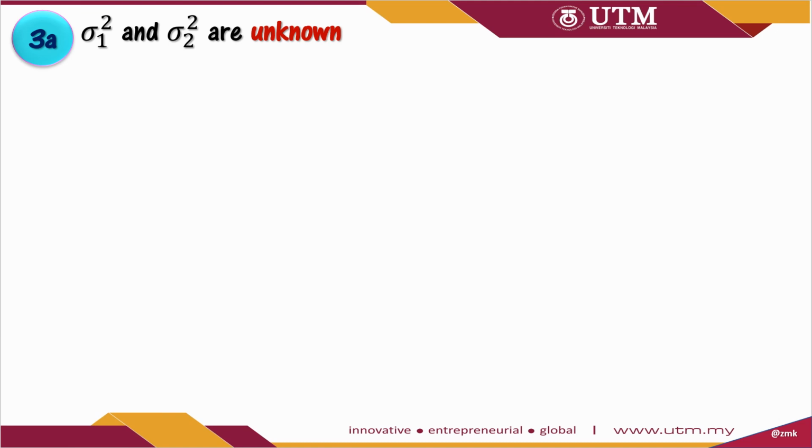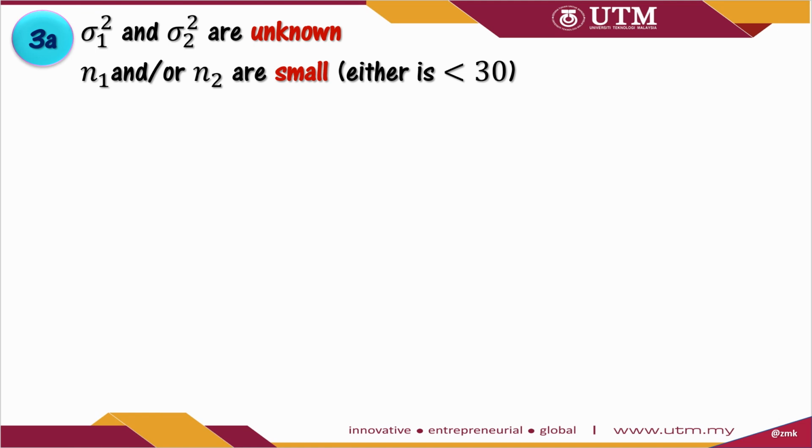Second, either the sample size n1 or n2 is small, or both n1 and n2 are small, that is less than 30. And third, the population variances sigma 1 squared and sigma 2 squared are assumed to be equal. First and second situations require us to use t-score instead of z-score in the confidence interval formula, whereas the third situation indicates that we should use a pooled or weighted variance Sp squared to estimate the unknown equal population variances sigma 1 squared and sigma 2 squared.